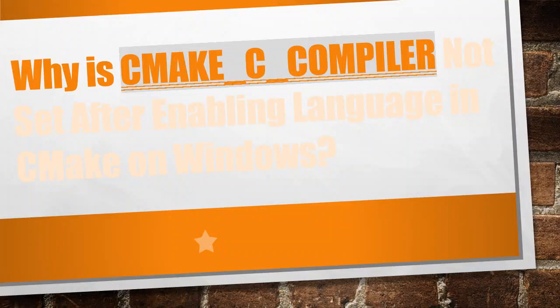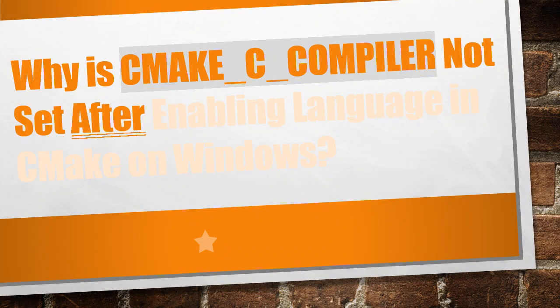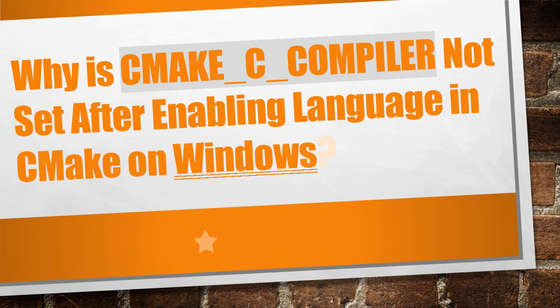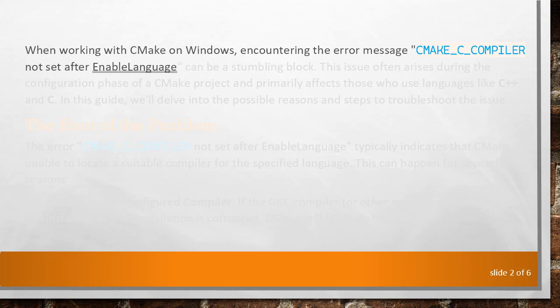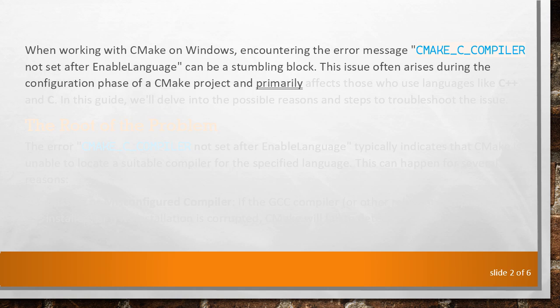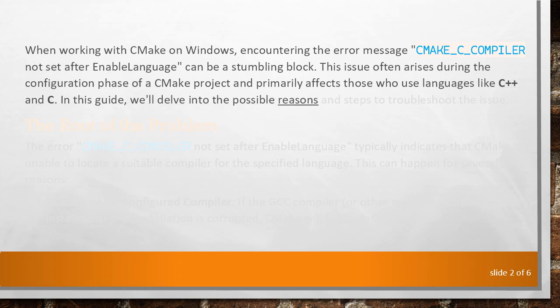Why is CMAKE_C_COMPILER not set after enabling language in CMake on Windows? When working with CMake on Windows, encountering the error message CMAKE_C_COMPILER not set, after enable_language, can be a stumbling block. This issue often arises during the configuration phase of a CMake project and primarily affects those who use languages like C++ and C. In this guide, we'll delve into the possible reasons and steps to troubleshoot the issue.